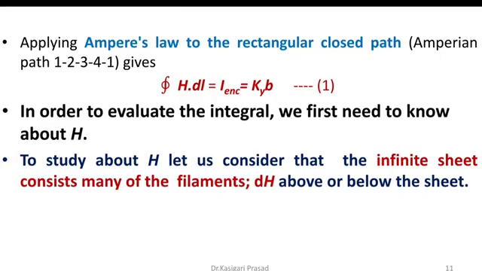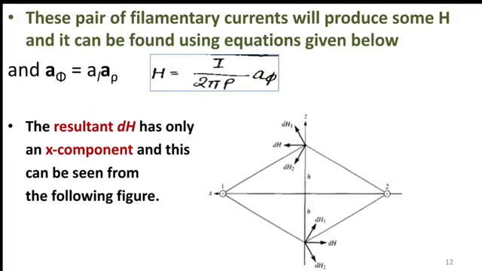To study H, let us consider that the infinite sheet consists of many filaments dH above and below the sheet. That means on the top of the sheet as well as at the bottom of the sheet, we find so many similar types of infinite sheet filaments. So let us find it for one filament and then integrate it. These pairs of filamentary currents will produce some H, which can be found using the equation H is equal to I divided by 2 pi rho, times a phi, which we defined in our previous topic.